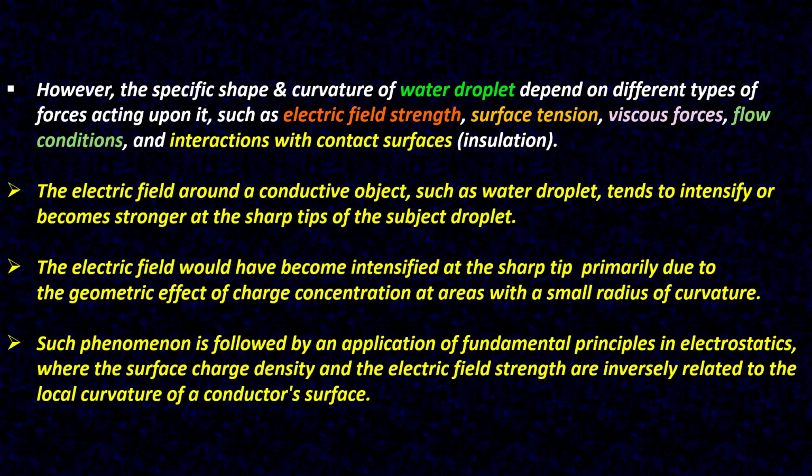The electric field around a conductive object, such as a water droplet, tends to intensify or become stronger at the sharp tips of the subject droplet. The electric field would have become intensified at the sharp tip primarily due to the geometric effect of charge concentration at areas with a small radius of curvature.